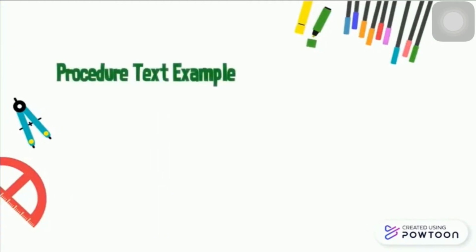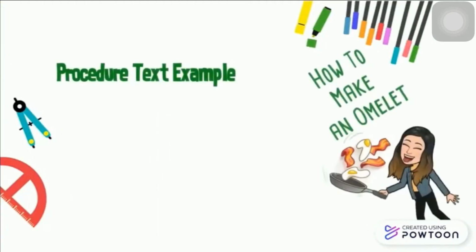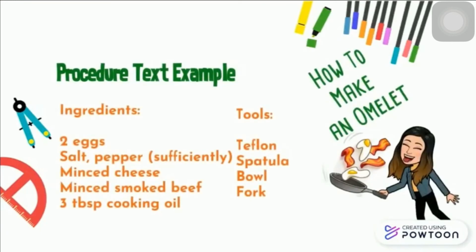And so, yeah, procedure text example. How to make an omelette. Ingredients: 2 eggs, salt, pepper sufficiently, minced cheese, minced smoked beef, 3 TBSP cooking oil, and tools: Teflon, spatula, bowl, and fork.